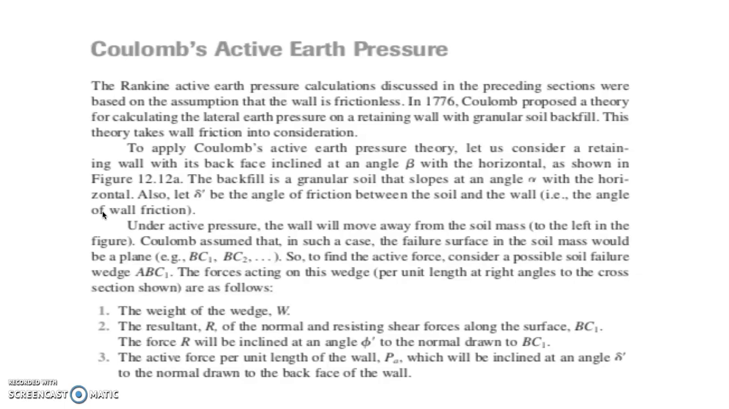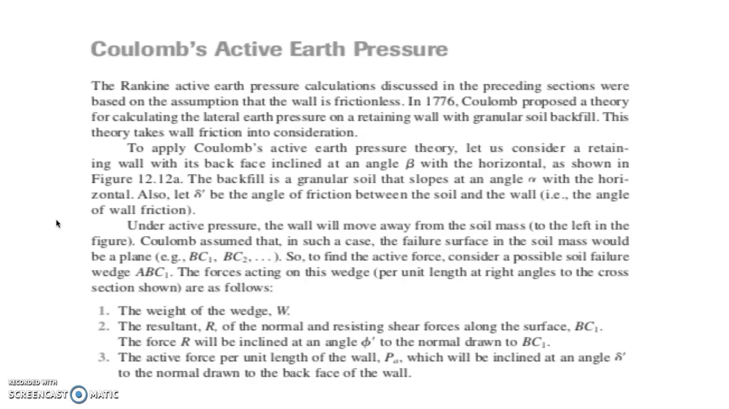The discussion was pertaining to Rankine active earth pressure. Now we move on to Coulomb active earth pressure. The difference between the two is that in the Rankine active earth pressure, there is an assumption that the wall is frictionless. So basically, Rankine assumes that the wall is frictionless.